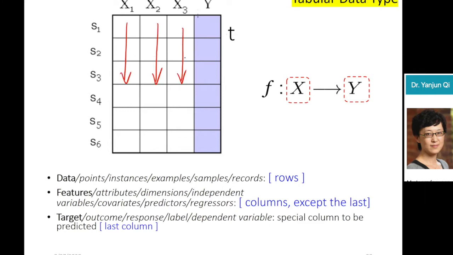It can maybe represent the first pixel of that image, and then x2 is the second pixel of that image, and so on until, in the end, all the pixels in that image. And this S1 per row represents different samples. So this tabular data in the end is a matrix.